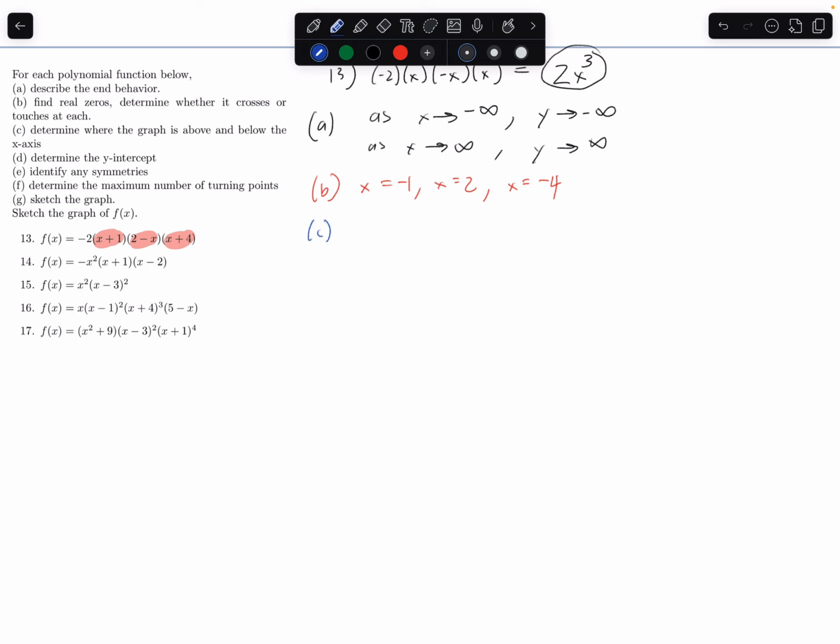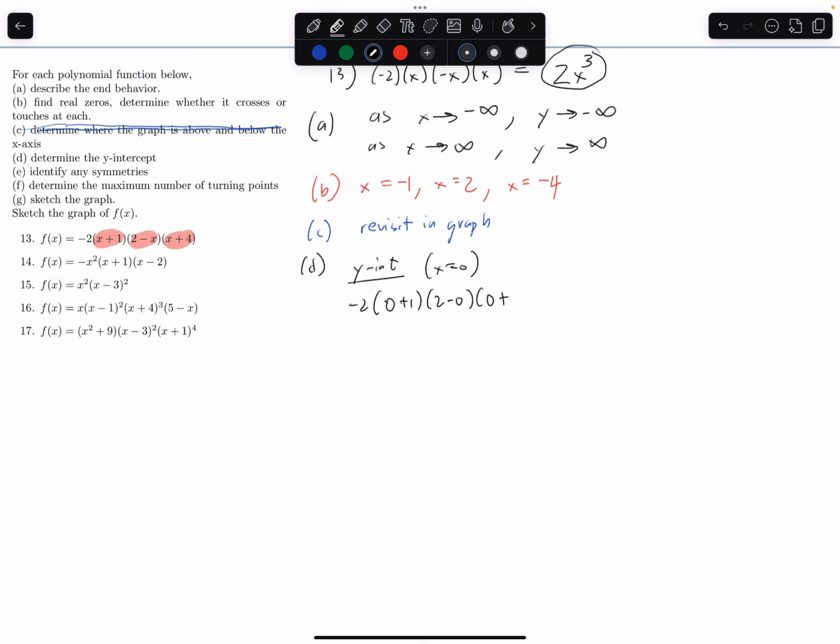Okay, on to step C. Determine where the graph is above and below. I'm going to actually revisit this in the graph, so we're going to skip this one for now, just pass by it and then come back to it. And then let's go on to letter D. Determine the y-intercept. The y-intercept, remember, is where x is 0. So just plug in x equals 0 in my original function. So negative 2 times (0 plus 1), times (2 minus 0), times (0 plus 4). If you want to, you could use a calculator, but this is easy enough.